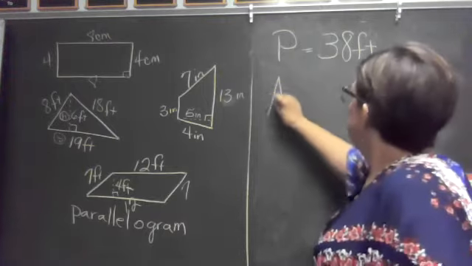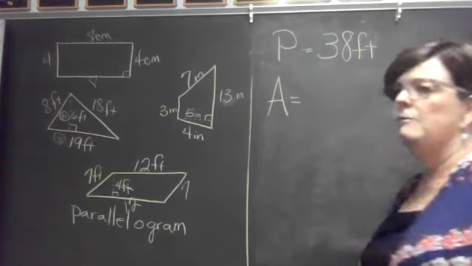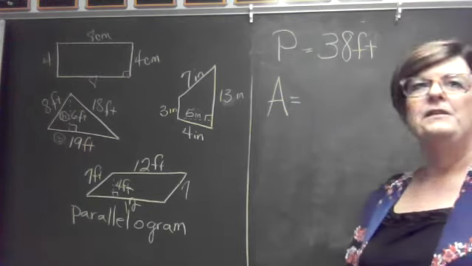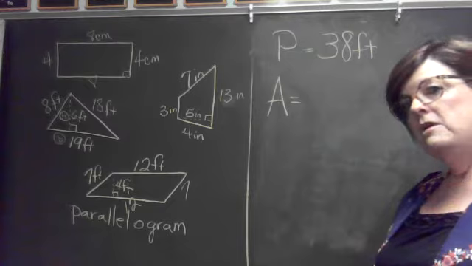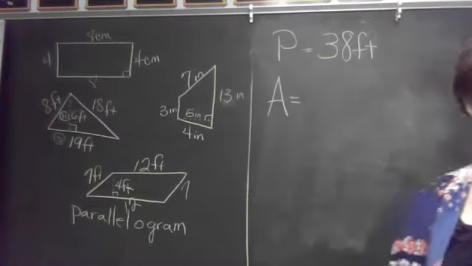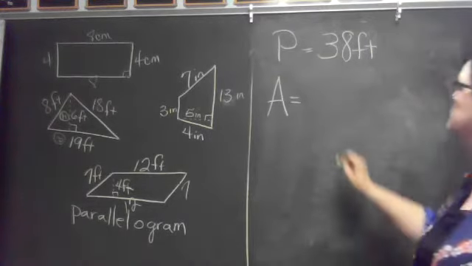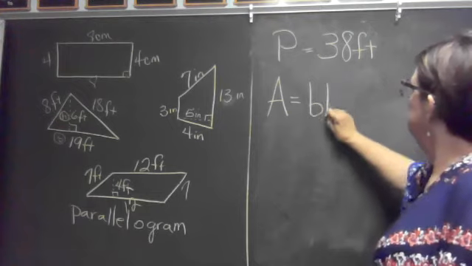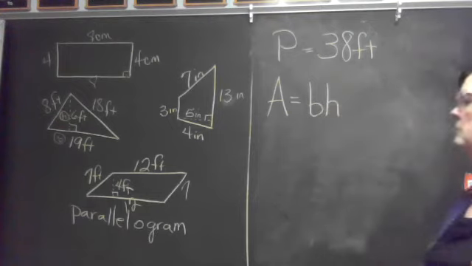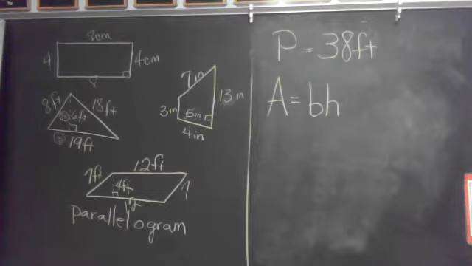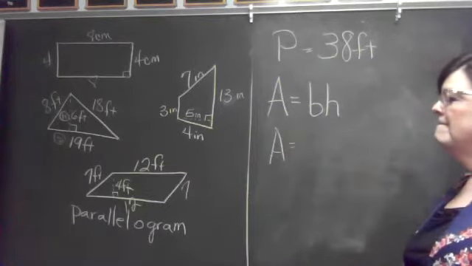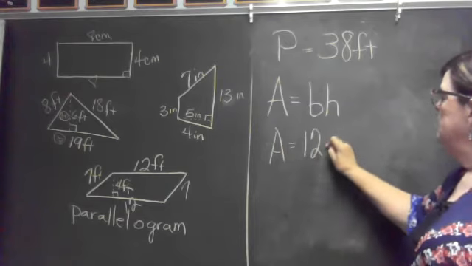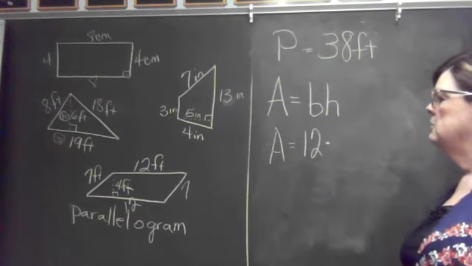The area of a parallelogram is area equals BH, right? So what's B? The base. So what number do I need to put there? 12. 12, good job. And I'm hearing you too, Josh.